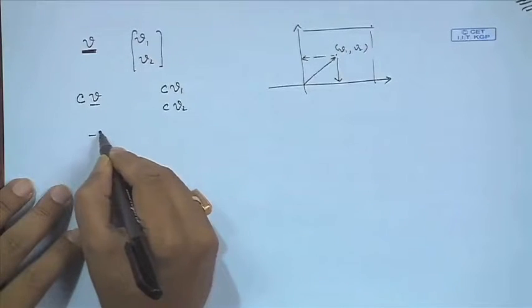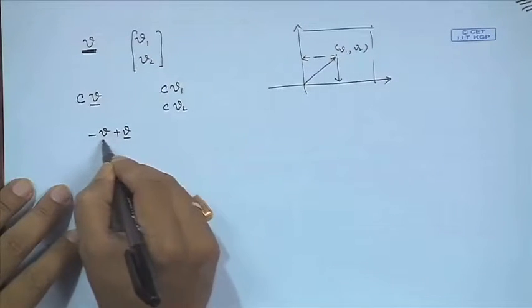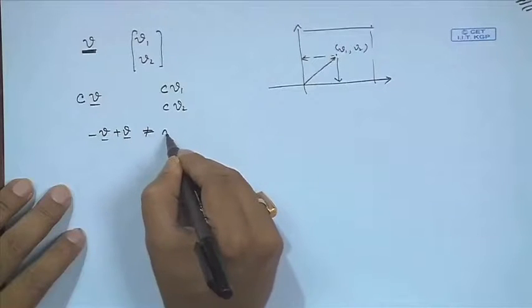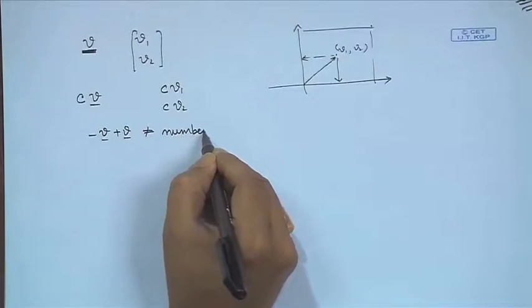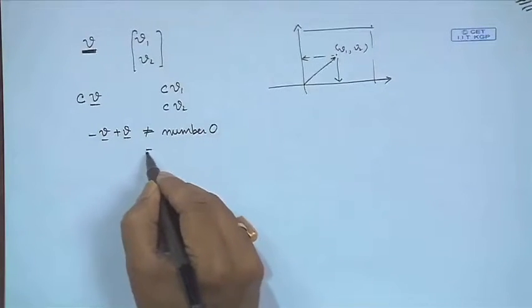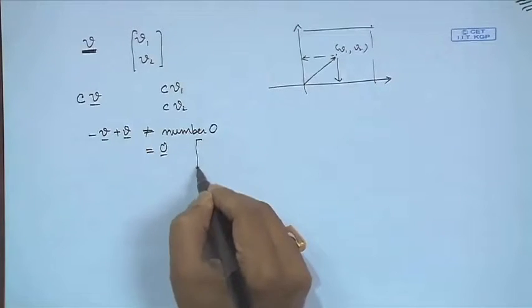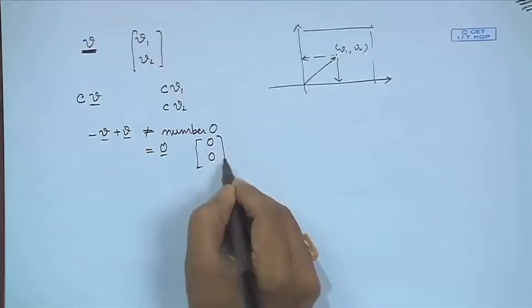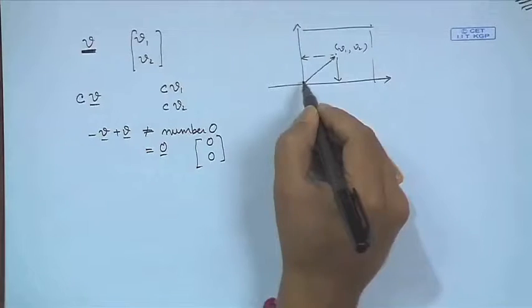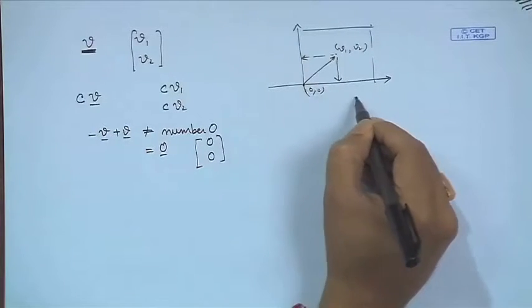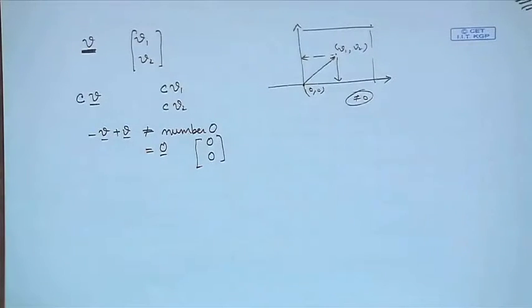Of course, we have to remember that minus v plus v is not equal to the number 0. It is equal to the 0 vector, which means it is 0, 0. That is very important. We are talking about the 0, 0 point. It is not equal to simply a 0. The components in each of the directions are 0.